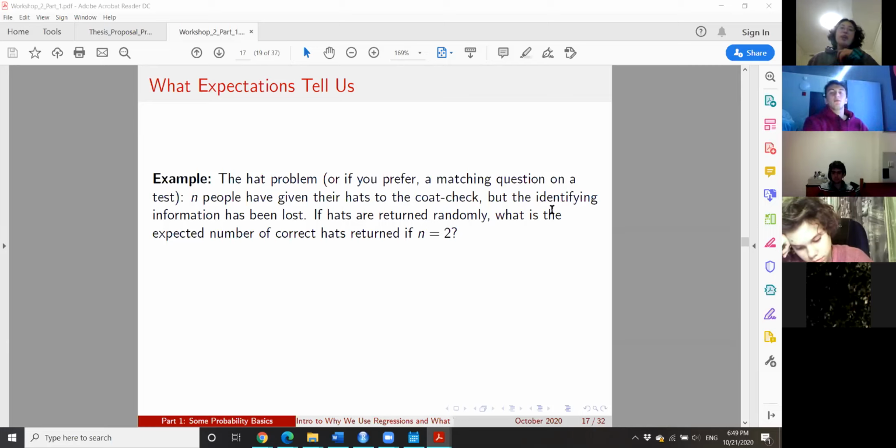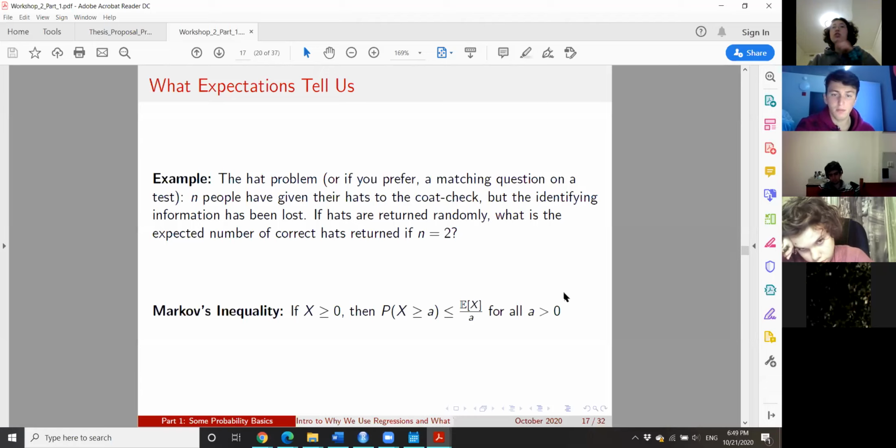It's important to recognize that there are certain cases in which expectations tell us something, but they don't tell us very much. If you repeated this 1,000 times, with 1,000 pairs of people, then each pair's expectation is 1. So you can get that expectation. But that's not necessarily helpful if you really just have the 2 people and the 2 hats.